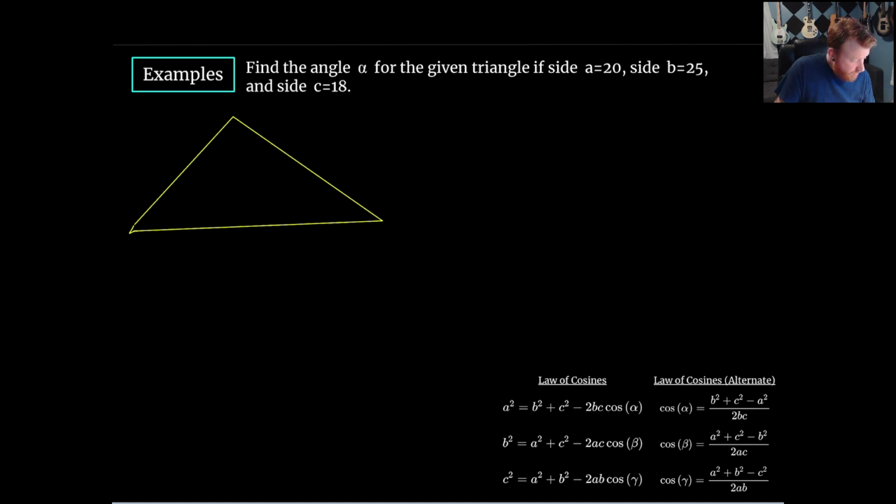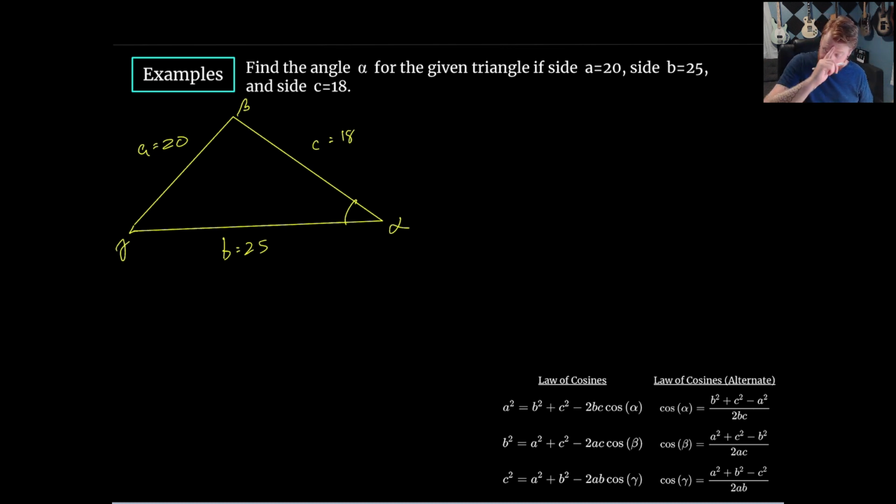I labeled it differently on my picture here for some reason. I'm putting alpha over here, so we'll put alpha there just so I don't look at something wrong and mess it up. So we know that A is going to be 20. We know that B is going to be 25. Oh, I guess I put it on the bottom. I labeled this one all weird. And C is going to be 18. And what we want to do is find alpha here. So for what it's worth, this is beta and this is gamma.